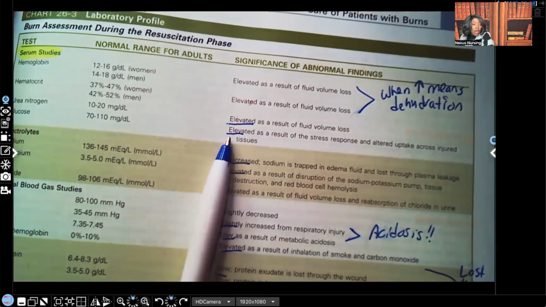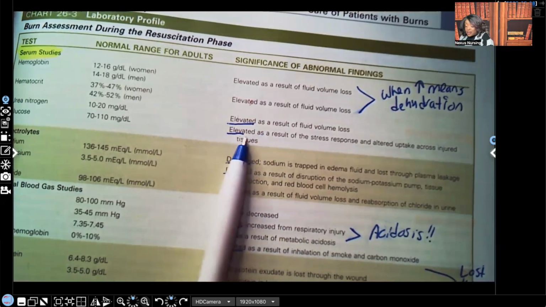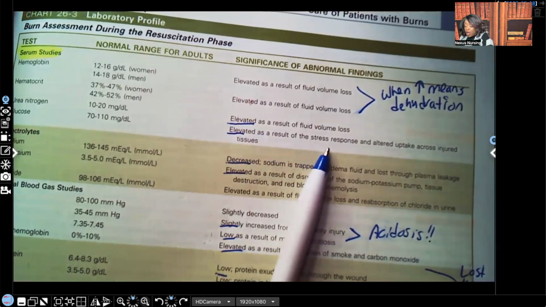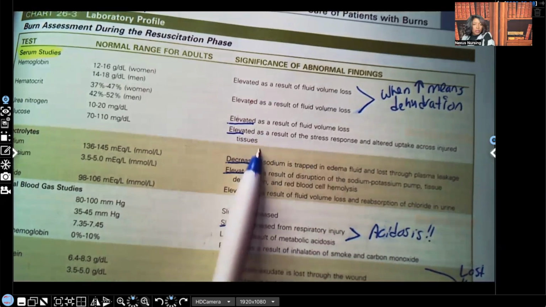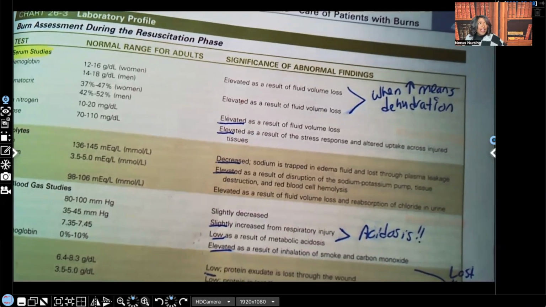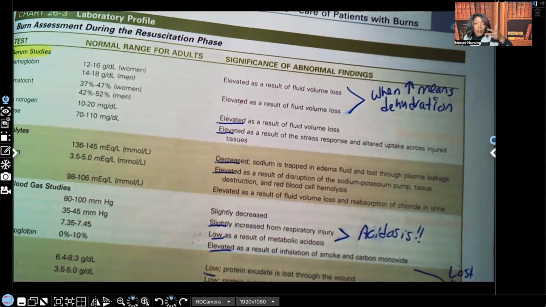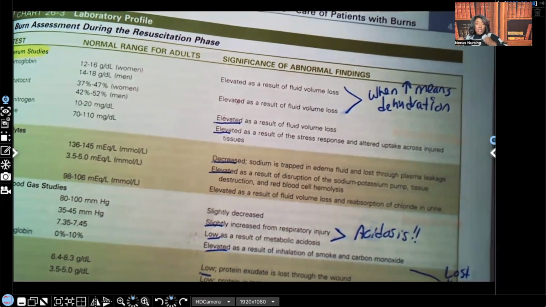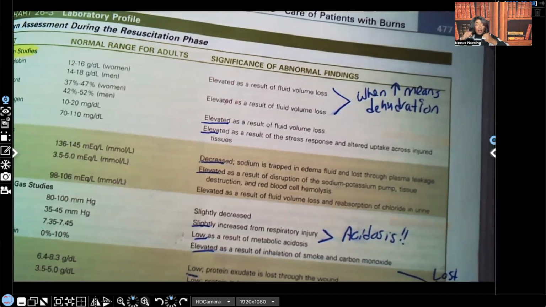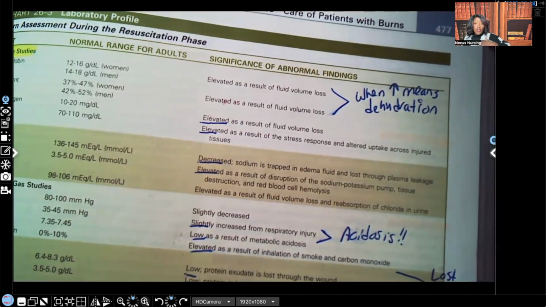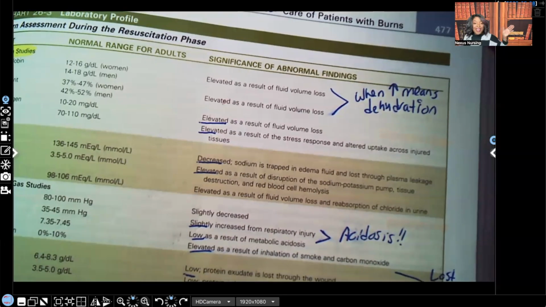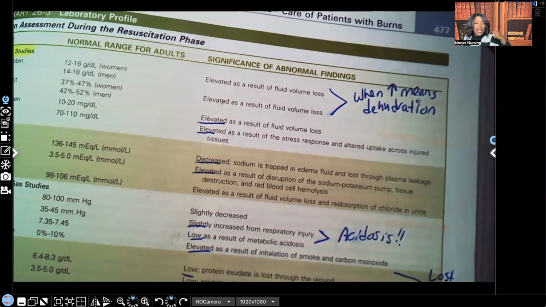What about glucose? We're going to see the glucose elevated. That's as a result of the stress response and altered uptake across injured tissues. You guys know that whenever your body's stressed, psychologically, emotionally, physically, your glucose goes up. Why? You need that energy to fight the infection and all the stress from the burn, or flight, right? Fight or flight. So you expect that glucose to go up.